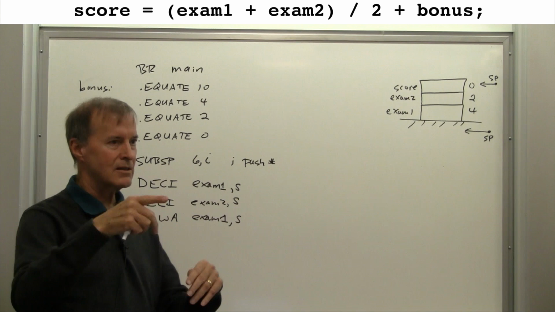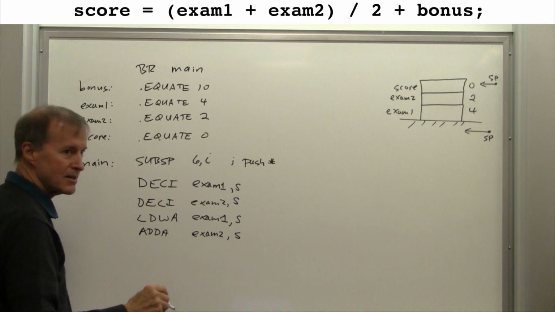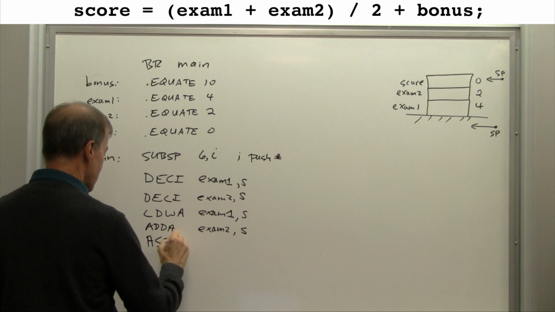Add accumulator what? Exam 2, stack relative addressing. Next. How do we divide by 2? ASR accumulator, right? A-S-R, that's unary. And next?